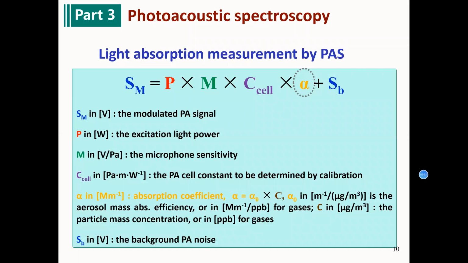For the measurement principle of photoacoustic spectroscopy, the photoacoustic signal depends on the excitation light power, the microphone sensitivity, and the photoacoustic cell constant that can be determined by a calibration, and also the absorption coefficient that is related to the aerosol mass absorption efficiency and aerosol mass concentration. Then the background photoacoustic noise can be determined in the lab using nitrogen. Therefore, with the measured photoacoustic signal and the known concentration, the particle absorption coefficient can be determined.